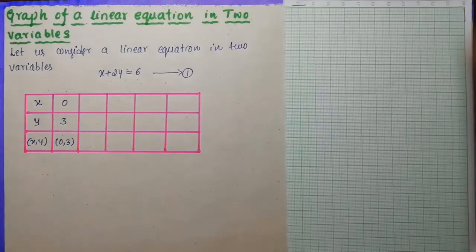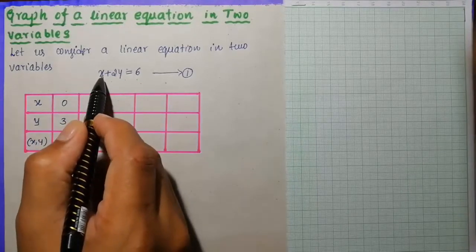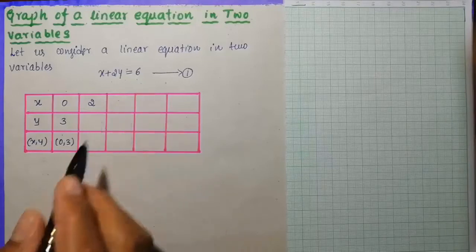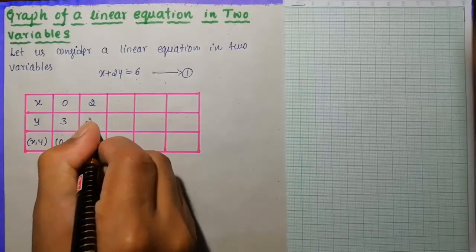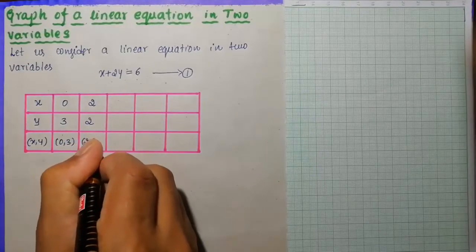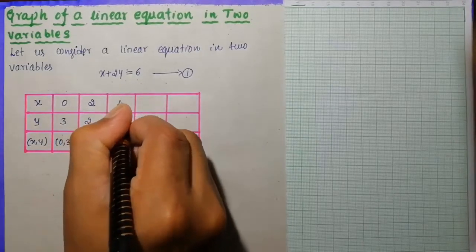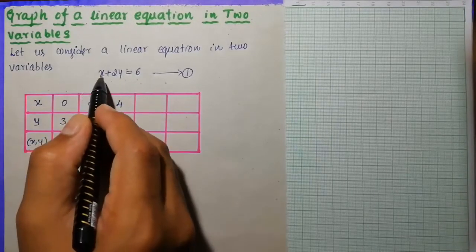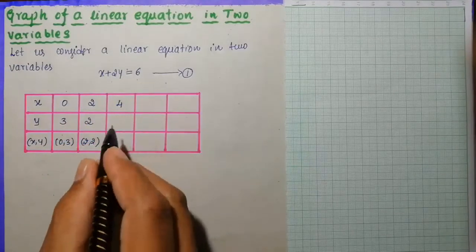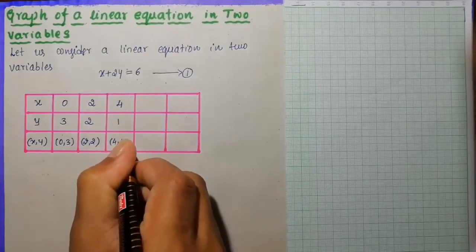In the same sense, I'm going to put x is equal to 2 now. If you place x is equal to 2, 6 minus 2 will become 4, and then 4 divided by 2 will become 2. So the solution is 2 comma 2. In the same sense, I'm going to put now 4. If you put x is equal to 4, 6 minus 4 is equal to 2, and then y is equal to 2 by 2, which is 1. So the point will become 4 comma 1.